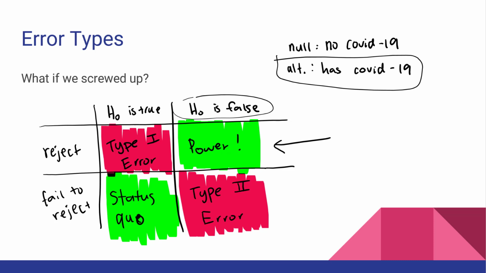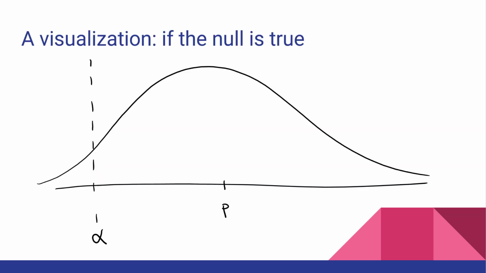The other thing that could happen is our test would again screw up, and then although the person has COVID-19, the test comes back negative saying no, this person doesn't have COVID-19, they can go home and get some cough medicine. So that is a type 2 error. Although the null hypothesis was false, we failed to reject it.